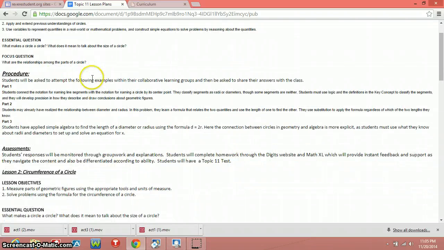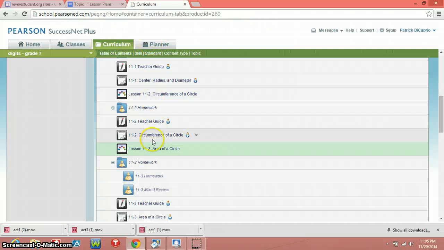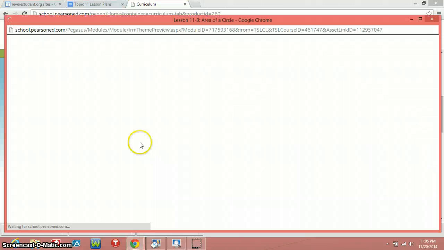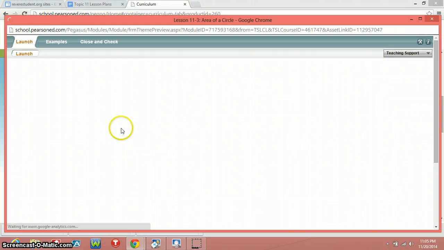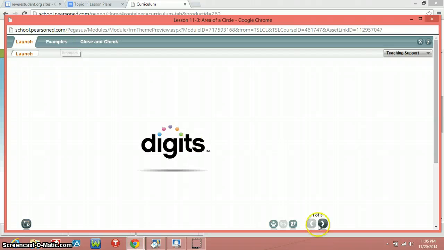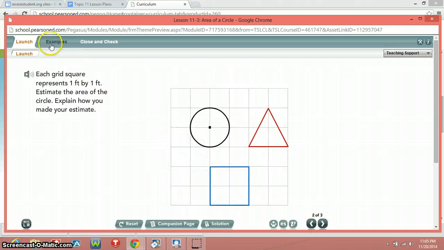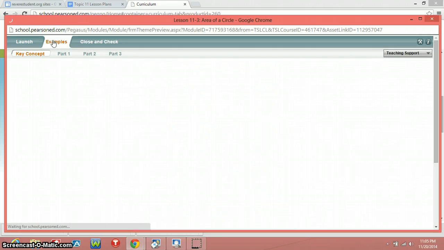Students will be working through the Digits platform, working through examples that are interactive. The lessons can be accessed at all times. Generally have a launch that deals with some more conceptual, discussion-based, and written responses, sort of like a primer to what is going to be taught in the lesson.